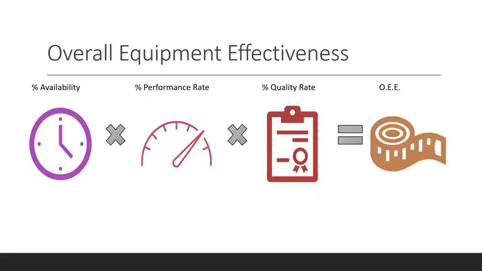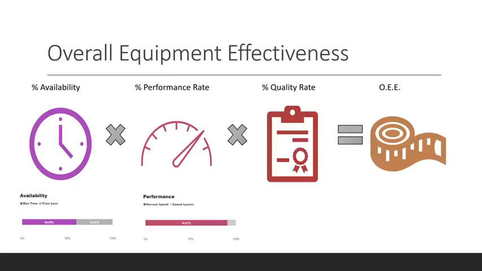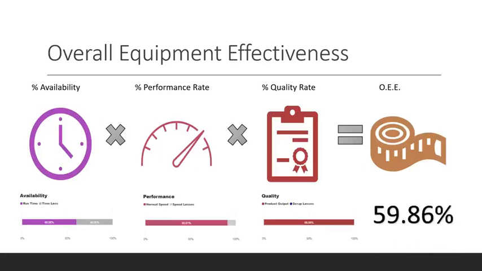Now, understanding the three inputs and how they affect the result, we can determine the OEE. OEE is the calculation of availability, performance, and quality. With the availability, in our example, we had 60%. The performance, if you remember, was 90%. And quality was 99%. Multiplying these three together, we get an OEE of 59.86%.